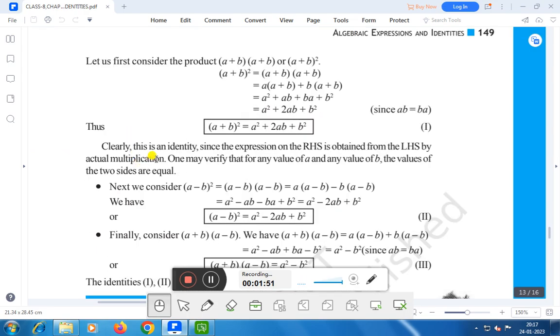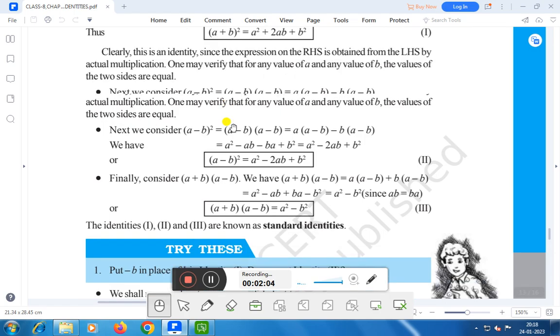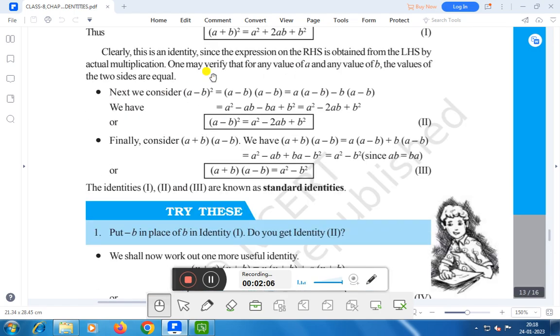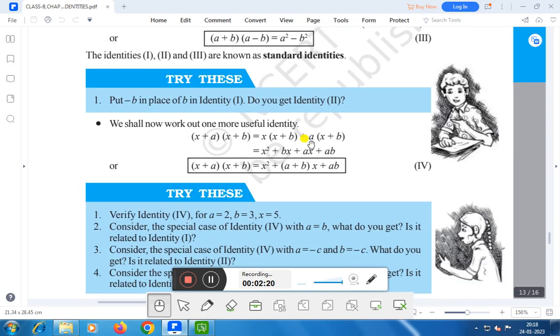Thus, clearly, this is an identity since the expression on the right hand side is obtained from the left hand side by actual multiplication. One may verify that for any value of a and any value of b, the values of the two sides are equal. Next, we consider (a - b) whole square, that you will get a² - 2ab + b². Finally, we consider (a + b)(a - b), that will be equal to a² - b². The identities 1, 2, 3 are all known as the standard identities.